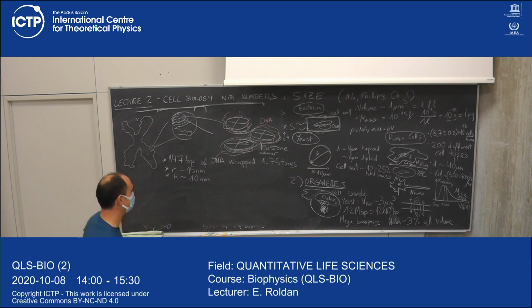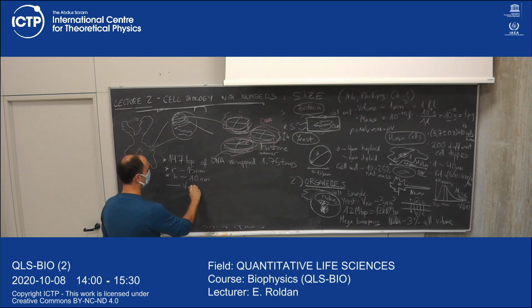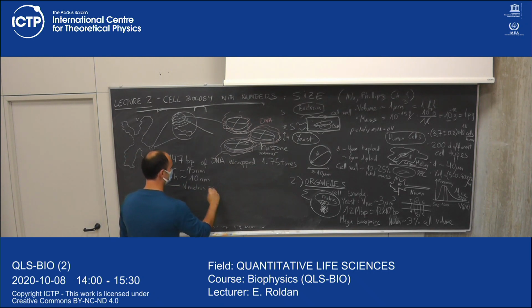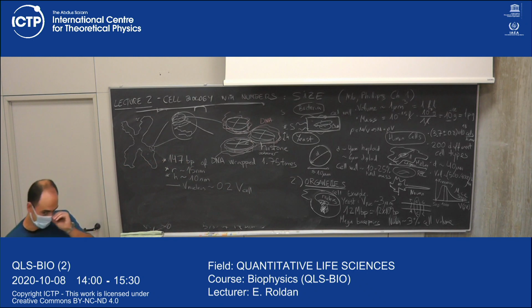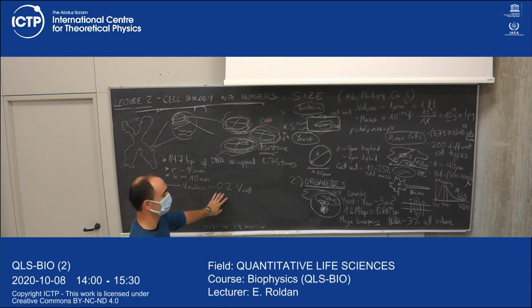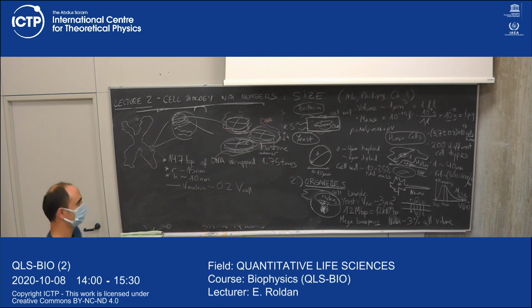And in human cells, the volume of the nucleus is around 0.2 the volume of the cell. This is also an important number. How big is the nucleus in comparison with the cell? 0.2, 30%, more or less. Its volume. We're not talking about the weight, we're talking about the volume. Alright? The next organelle I will discuss, this was about the nucleus.